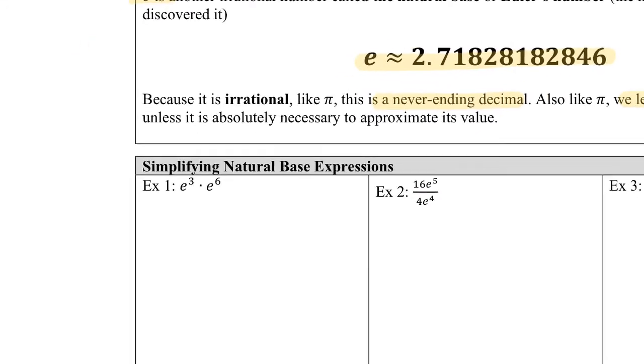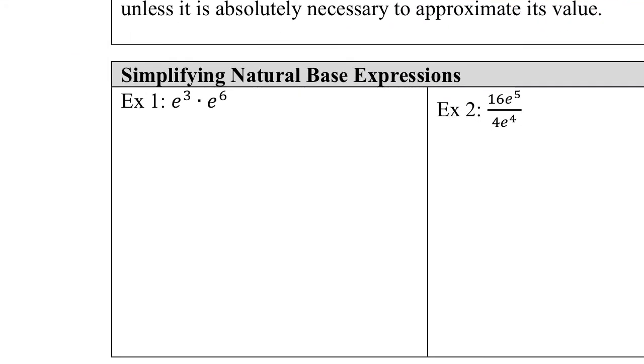So, simplifying natural base expressions. So e to the third times e to the sixth. Now this is not a variable, this is an actual number. But again, we don't want to estimate e. We want to leave e as its full, never ending number. So instead of trying to get an actual number for this, we just use exponent rules.